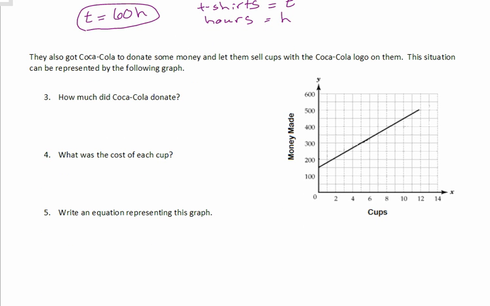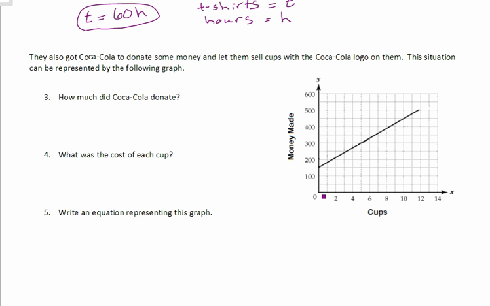All right, moving on, it says they also got Coca-Cola to donate some money and let them sell cups with the Coca-Cola logo on them. This situation can be represented by this following graph. So again, we're dealing with cups and then money made. So question 3 says, how much did Coca-Cola donate? Well, we're supposed to be able to see that from the graph.